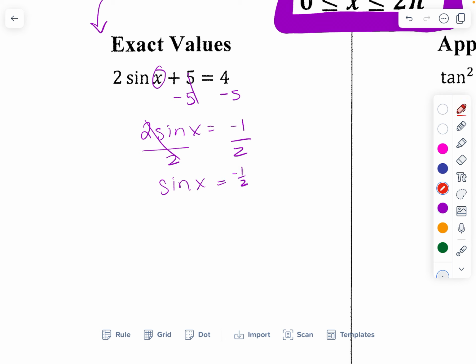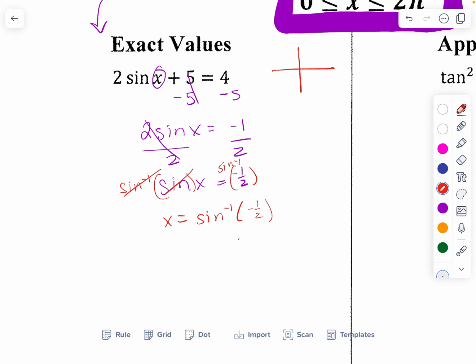In order to get the sine off of x, we're going to take the inverse sine. Whatever we do to one side, we do to the other. So we get x equals the inverse sine of -1/2. Keep in mind, we're talking about all values between 0 and 2 pi. That's a full circle. We're not just restricting it to the primary values of arcsine. So we are looking at all values between 0 and 2 pi.